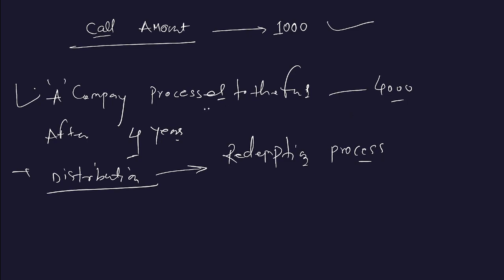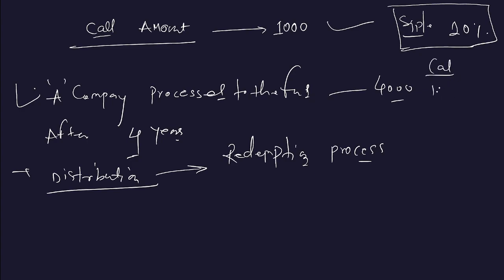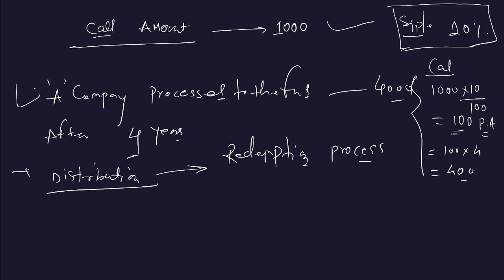Let's say the fund committed a simple return, which is 10% per annum. Simple return, not compounding. Calculate: 1,000 into 10% would be 100 per year, right? For 4 years, 100 into 4 would be 400. Then initiate the distribution.